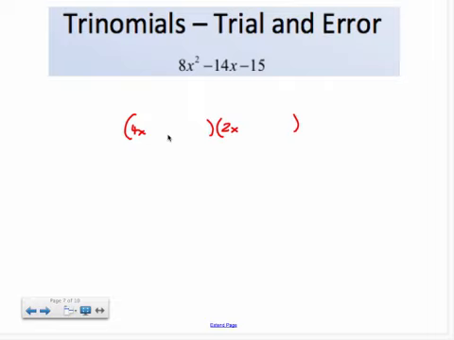So let's see here. We could go with a -3 and a +5 and see if that gets us anywhere. So what does this give us? This gives us 10x and a -12x, so that's not correct, so we try again. We could go with a -5 in this slot here and a +3 in this slot here. And now we're going to get -20x plus 6x, which is -14x. So there we have it correct.